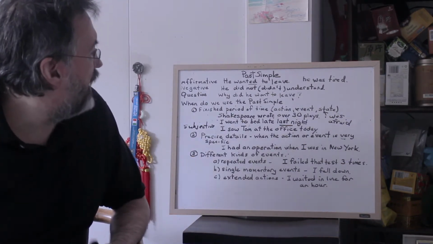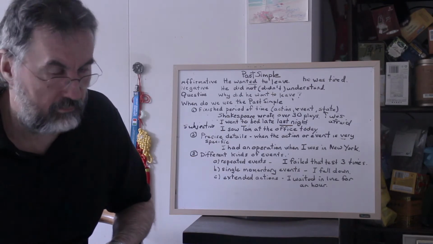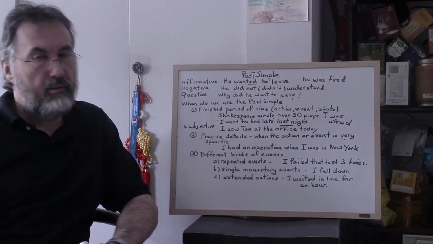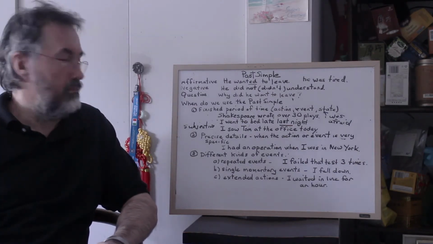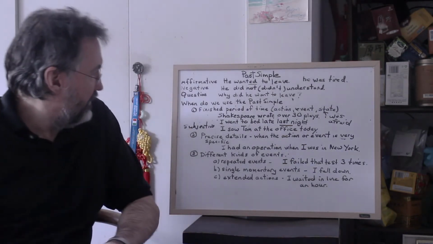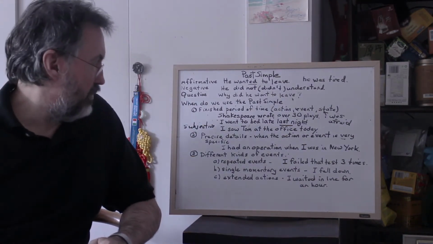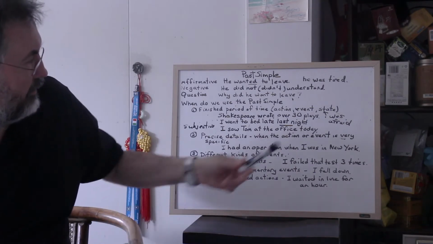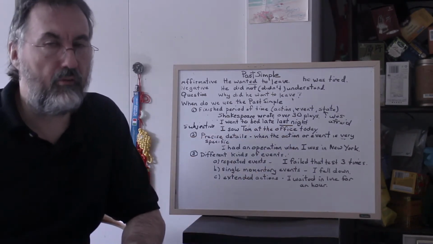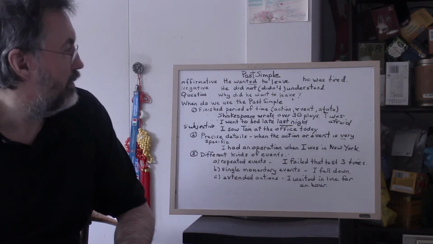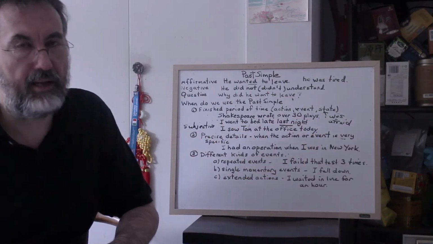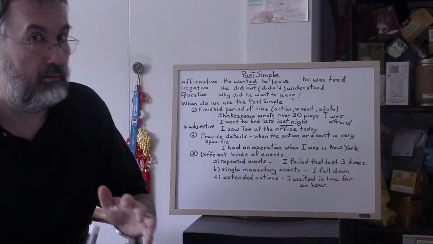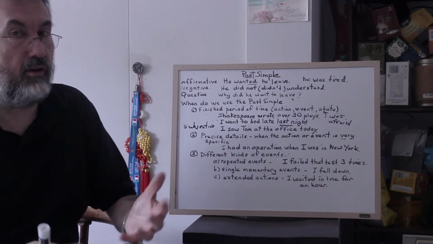And question form, why did he want to leave? Now, when do we use the past simple? I gave you 3 examples. First, a finished period of time, or a finished action, finished event, or finished state. If you look under here, I was afraid. Afraid is a state verb, and therefore we can make a past simple sentence with that, I was afraid. State, by the way, here means it's a verb that doesn't have any action.